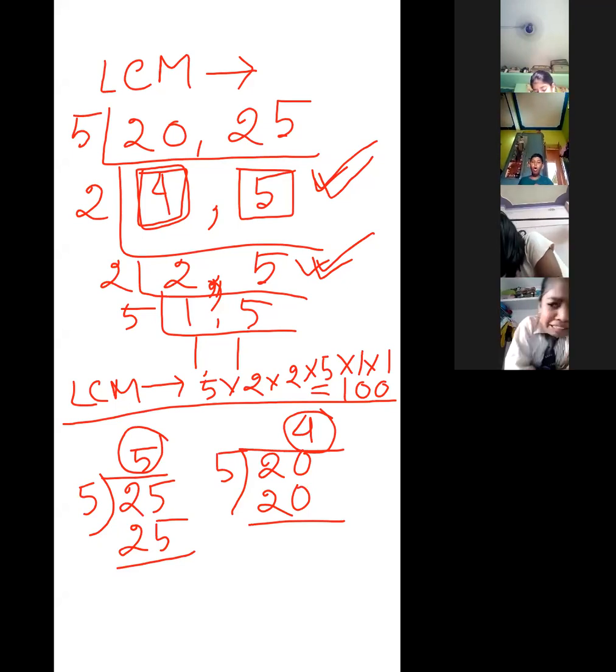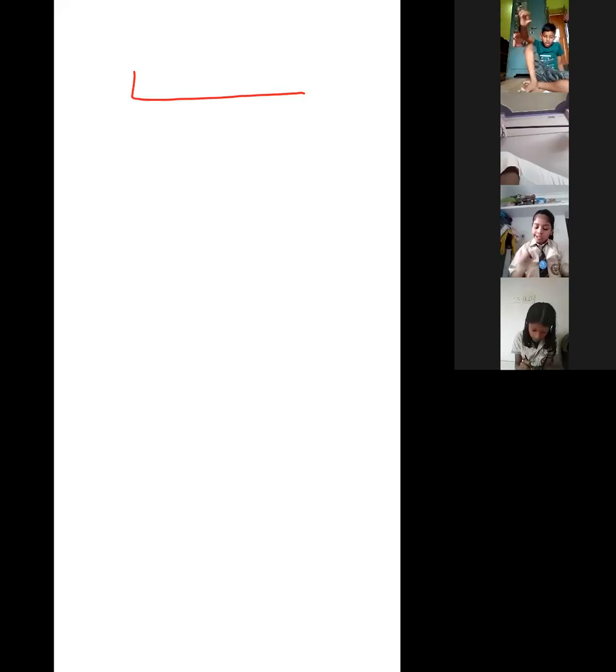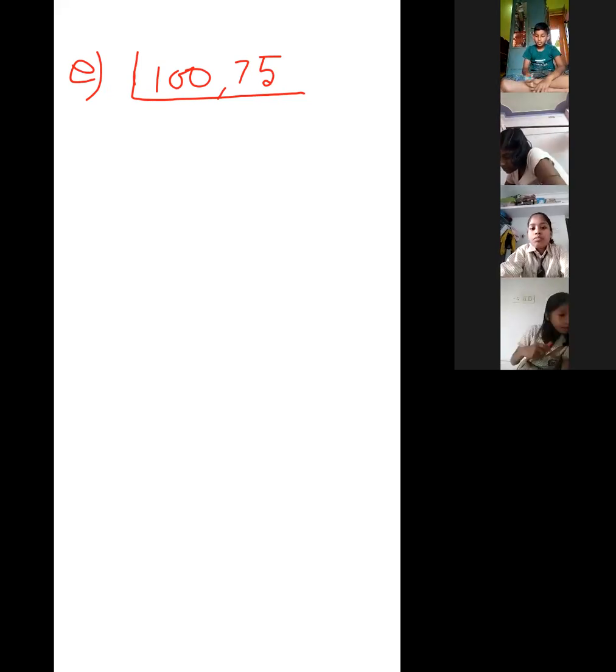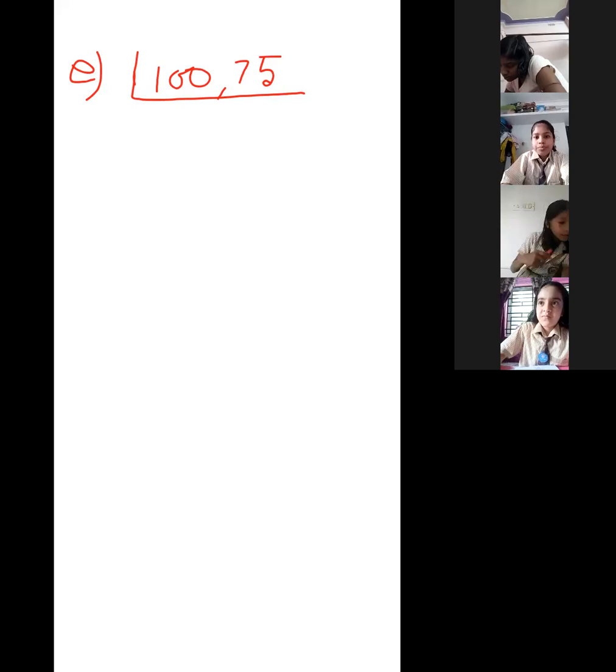Next, I am taking 175. Let me clear it. This one is number E. 175. This one also first, which number will we take? Raisa, which one will you take? Look, 100, there is 0, 5. 5 though? Good.